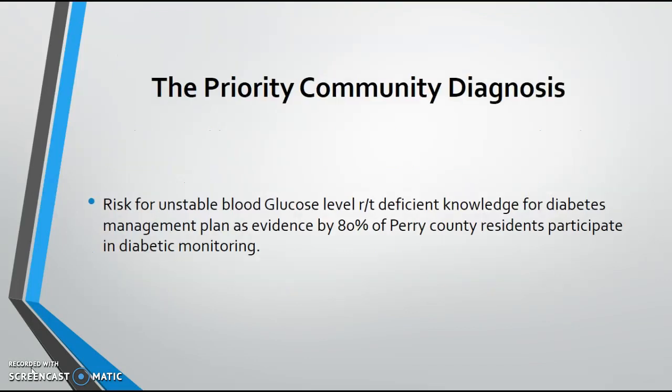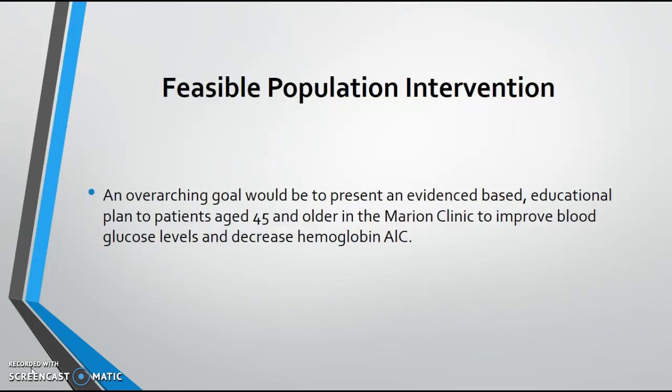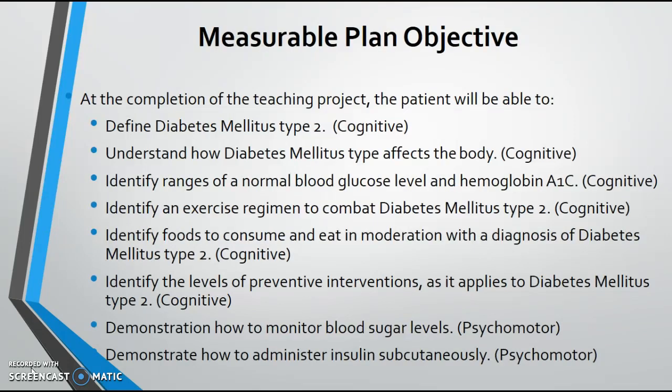These are my 3 community priority diagnoses. My diagnosis: risk for unstable blood glucose related to deficient knowledge for diabetes management plan, as evidenced by 80% of Perry County residents participating in diabetic monitoring. An overarching goal would be to present an evidence-based educational plan to patients age 45 and older in the Marion Clinic to improve blood glucose levels and decrease hemoglobin A1C.